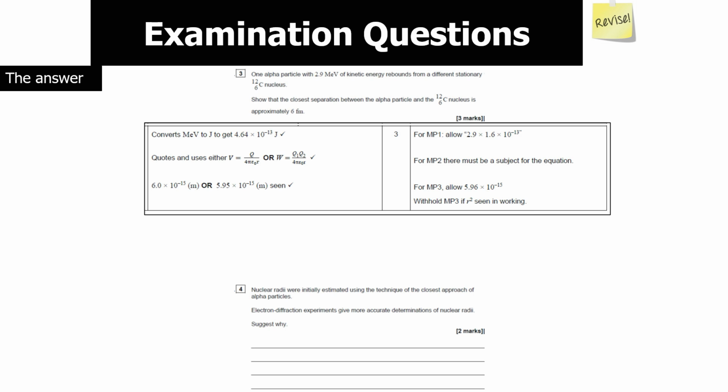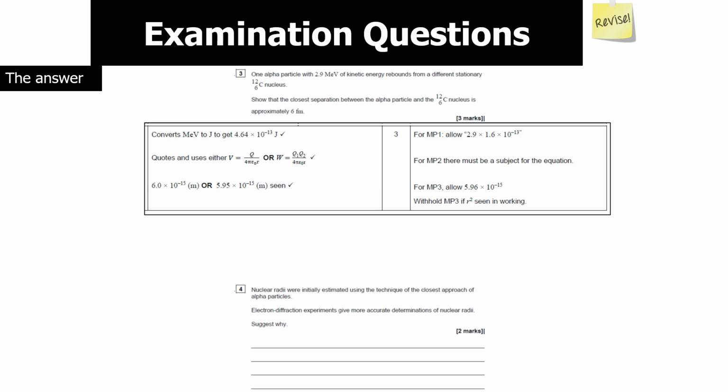So at that point we can get our energy to be 4.64 times 10 to the minus 13 joules, and therefore we now want to work out our separation. Now we know that the work done is 4.64 times 10 to the minus 13, and we know for the electrical fields that the work done is going to be equal to Q times potential, so therefore it's going to be equal to Q1 Q2 over 4 pi epsilon 0 r.